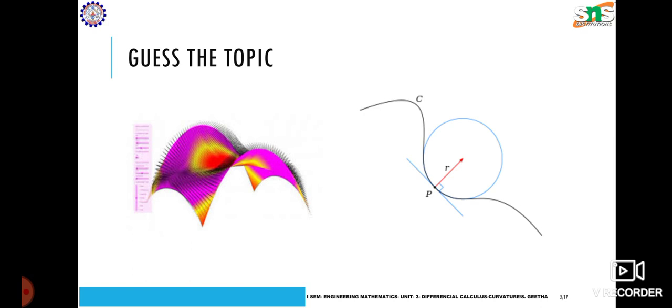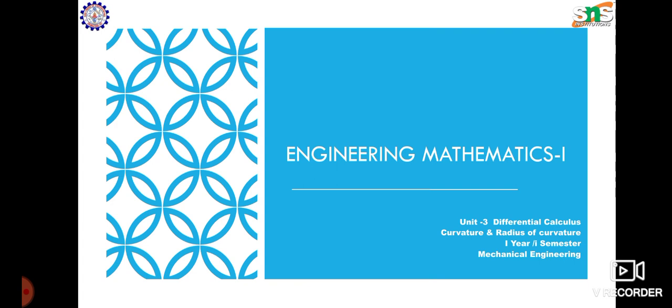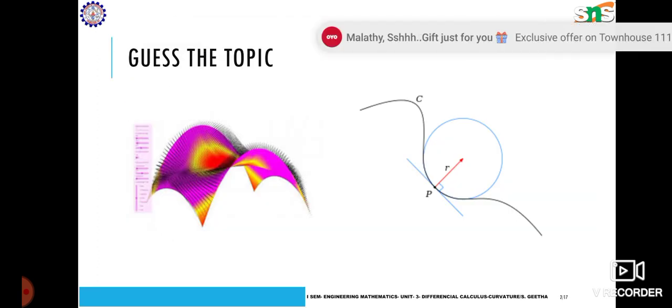Can you all guess the topic? Anybody have any guess which topic I am going to handle now? The topic is curvature and radius of curvature. Yes, today we are going to see that only.